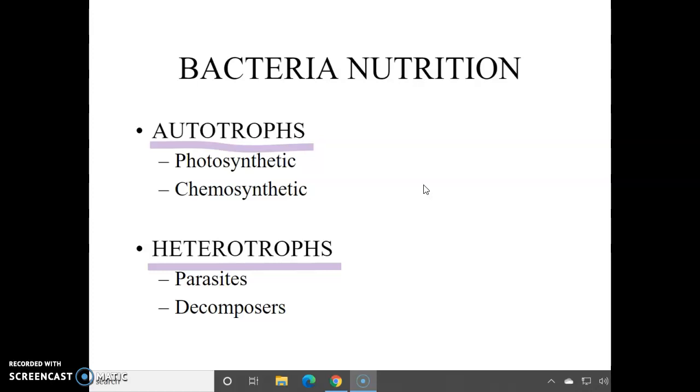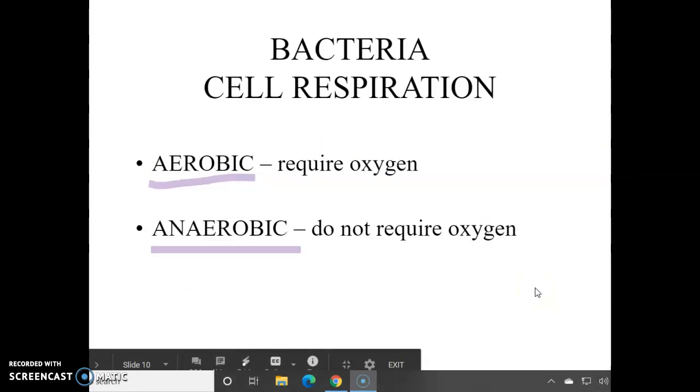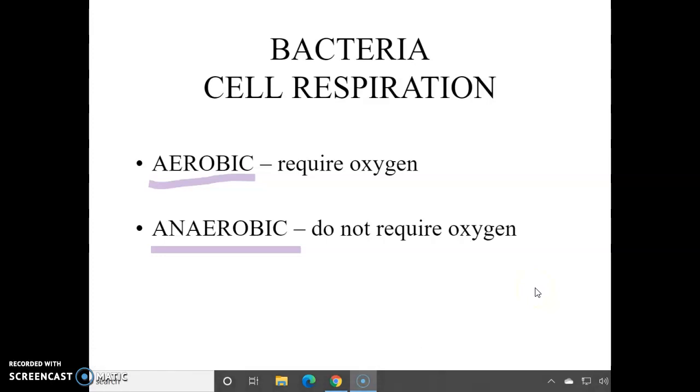Imagine what this earth would be like if we didn't have decomposing bacteria. Think of all the dead bodies from all the thousands of years, and the dead leaves and the dead trees that would need to be broken down. So we'd be in quite a mess without that. All right, on 14, aerobic bacteria require oxygen to live, while anaerobic bacteria do not require oxygen.